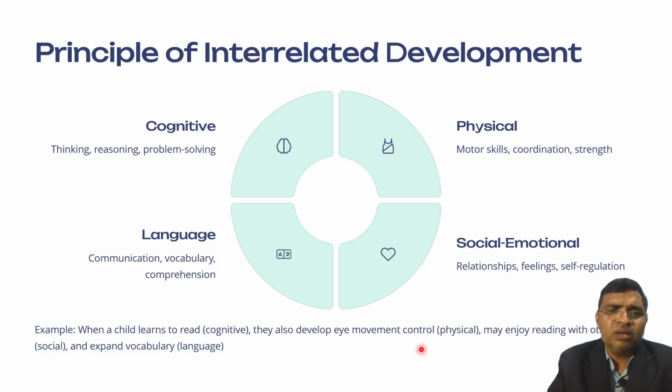So for example, when a child learns to read, it means he has to use his cognitive skills and they develop the eye movement. Okay, mind, eye. Then they enjoy with others, like they study with others and they expand the vocabulary, they enjoy that. There's a coordination of cognitive, physical, language and social-emotional. So these are called principles of interrelated development.